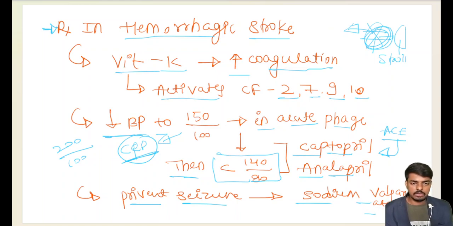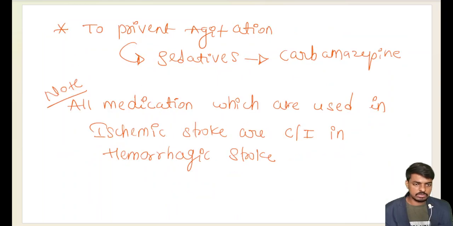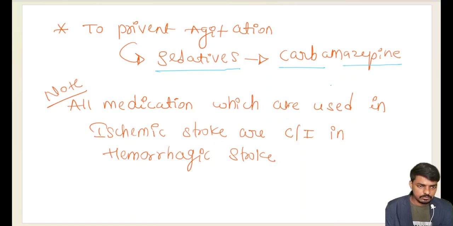Okay, and if the patient is much more agitated, we will decrease the agitation by giving sedatives. The sedative of choice in a patient with stroke is carbamazepine. This is a very important one we have to keep in our mind. So to prevent agitation, we give the sedative, that is carbamazepine. Okay, so this is how we will manage the patient with hemorrhagic stroke.